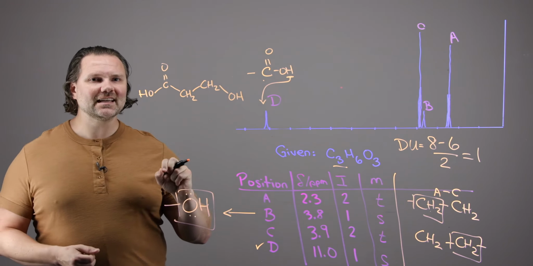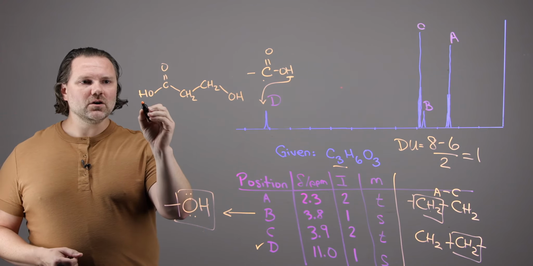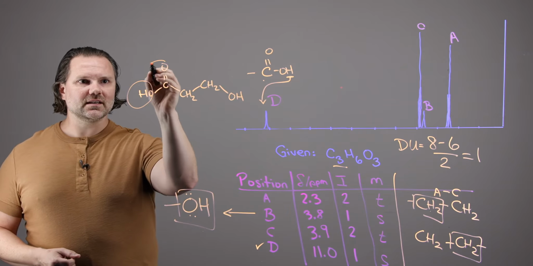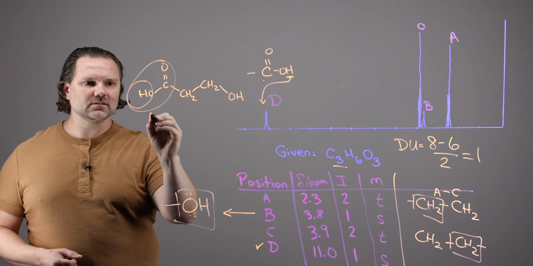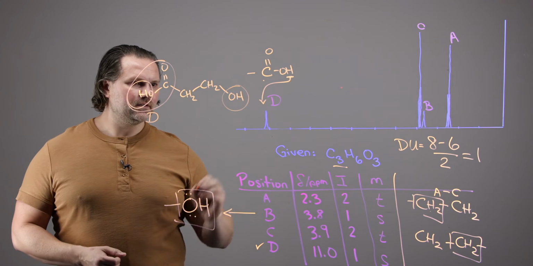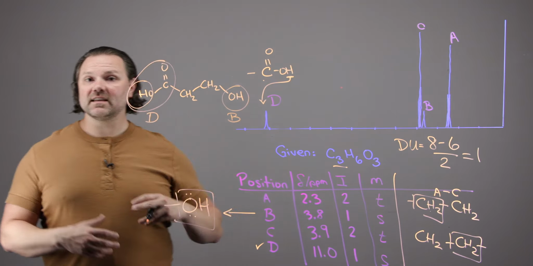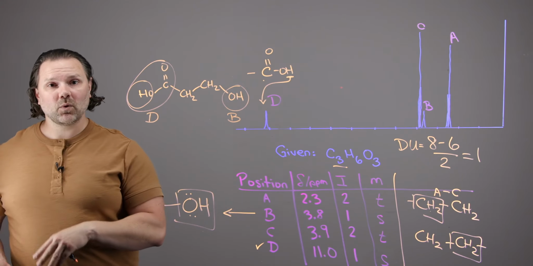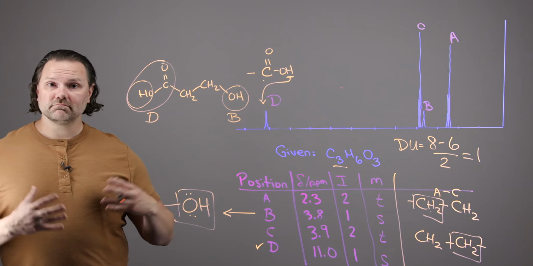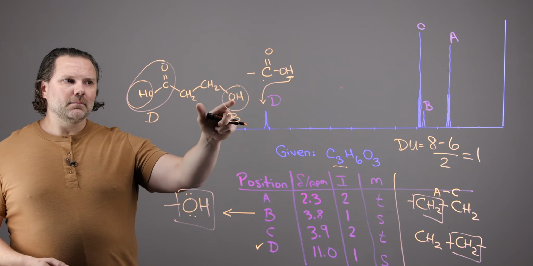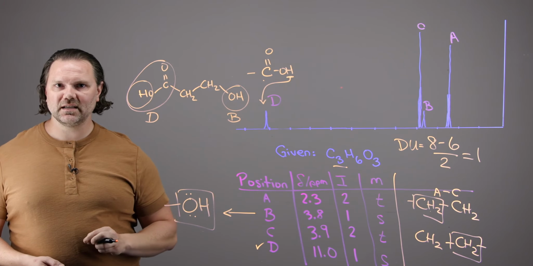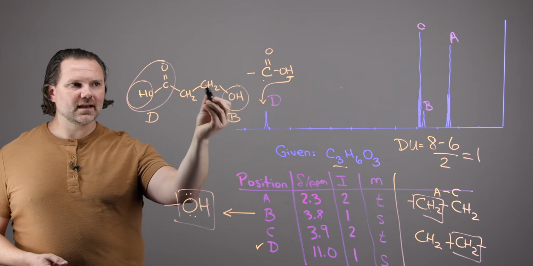Now, let's see if we can take it one step further. We know that this, or really we should say this, is signal D. We know over here is signal B, that the alcohol group can range between 0.5 and 5 ppm, showing up at 3.8. That works. But why is it a singlet? It has 2 neighboring protons. Shouldn't that be split?